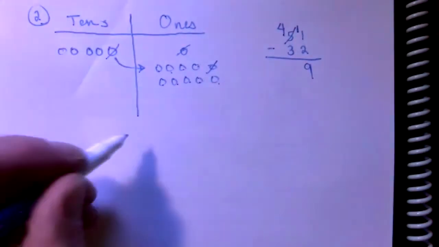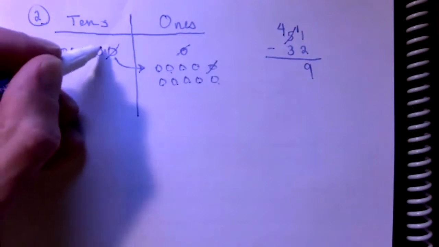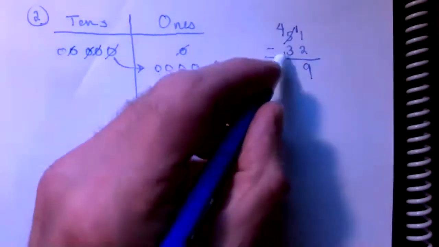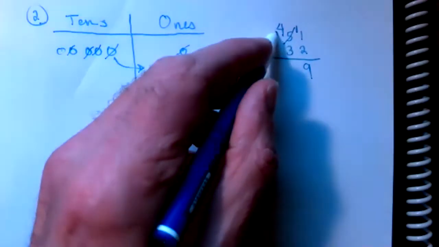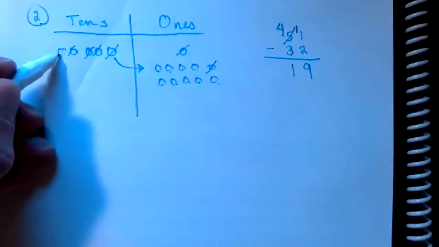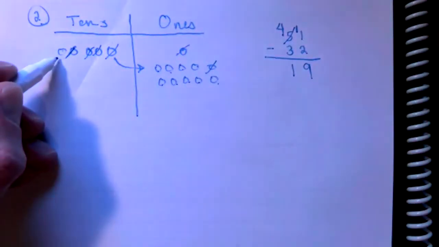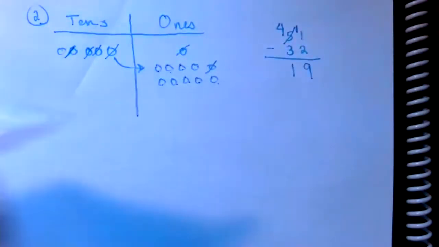What should I do here? Cross out 3, because we're supposed to take away 3 from what we have in the tens place. We started out with 5, traded one of them, and now we only have 4. And we can see when all is said and done, there's just 1 left. So 51 minus 32 gives us 19.